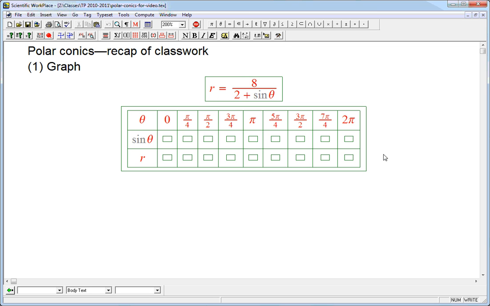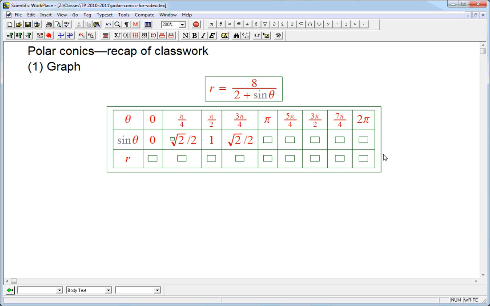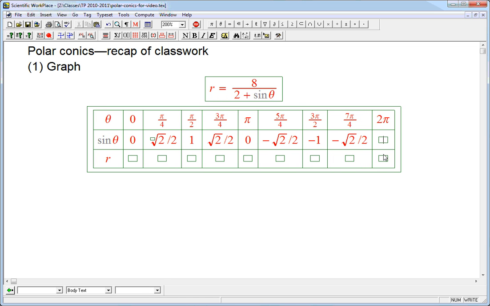So sine of 0 is 0, sine pi over 4 is root 2 over 2, sine of pi over 2 is 1, and then basically we get just these numbers. Again, the sine of 3 pi over 4 is root 2 over 2 again, sine of pi is 0. Now we get minus root 2 over 2, minus 1, again minus root 2 over 2, and back to 0. Definitely stuff that's good to review because we're going to be using sine and cosine a fair bit in these last weeks. Then we're just going to plug that into the 8 over 2 plus sine theta thing.